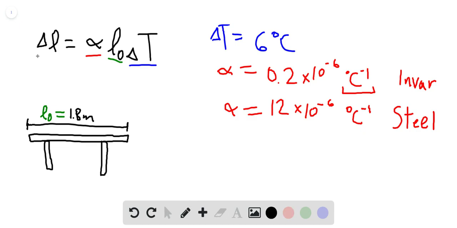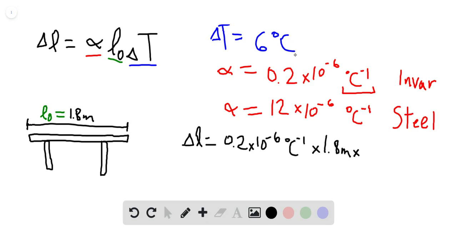So let's compare. Delta L for Invar is equal to alpha times L0 times delta T, and when we do the multiplication, we obtain 2.16 micrometers. A micrometer is 10 to the minus 6 meters.